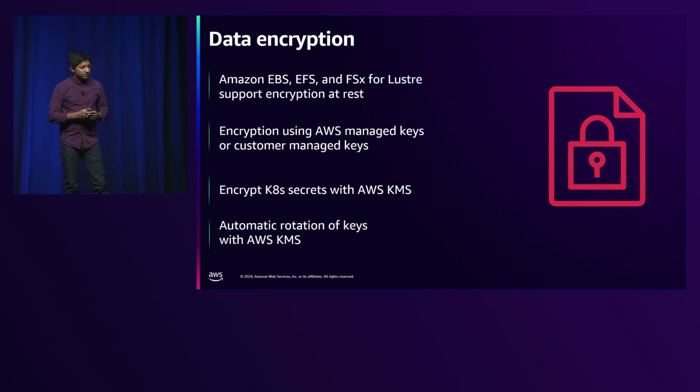Next is encryption. Some of the native AWS storage options like EBS, EFS, and FSx for Lustre are supported in EKS. You can encrypt at rest with either AWS managed keys, or you can bring your own keys. Along with that, some of the sensitive information that's stored in the Kubernetes cluster is typically stored in the Kubernetes secrets object. EKS gives you the ability to encrypt the secrets object either with the key that the AWS Key Management Service offers, or you can bring your own key to KMS and use that to encrypt it. And with the keys being in KMS, you get the benefit of automatic rotation offered by KMS.